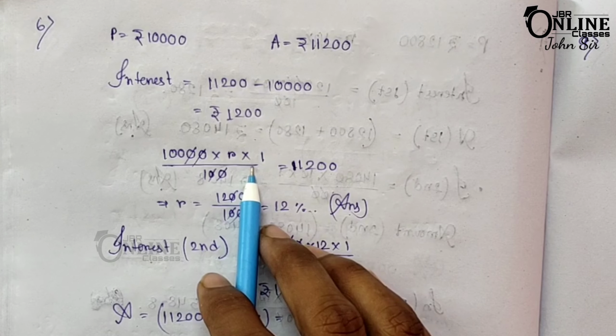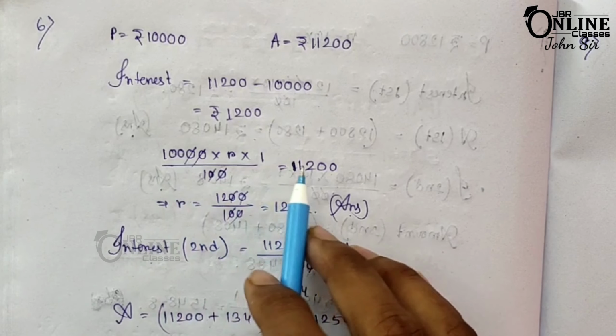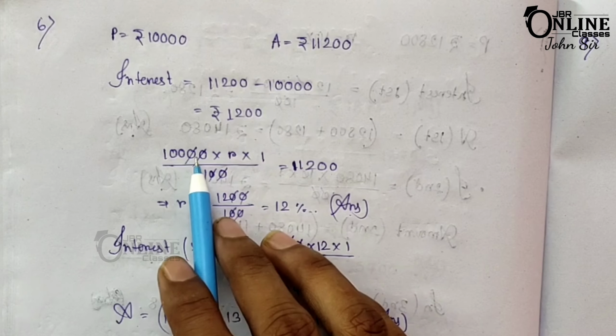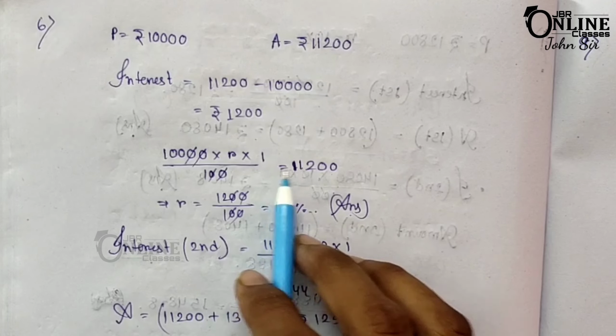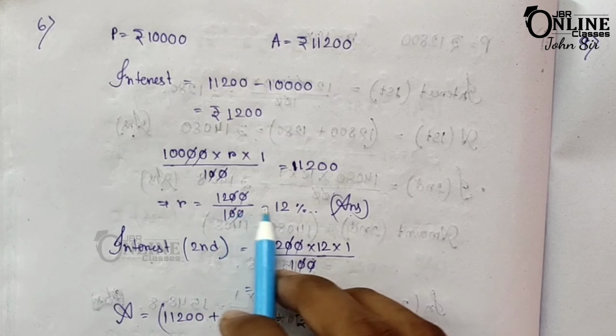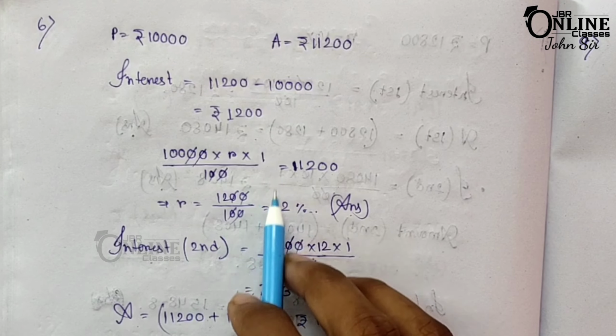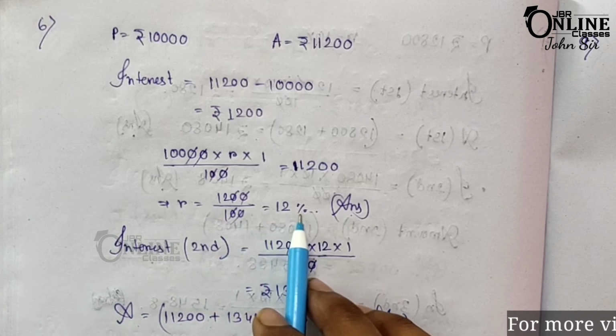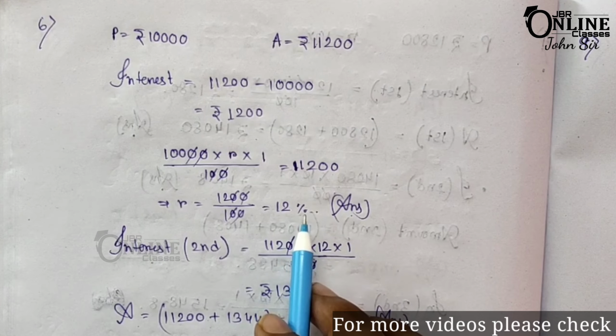Now according to the problem, here you can apply the formula of interest, that means simple interest formula PRT by 100, that equal to 1200. So from that equation you can easily find out the rate of interest per annum or per year. So here R equal to 12%. That is the first answer.